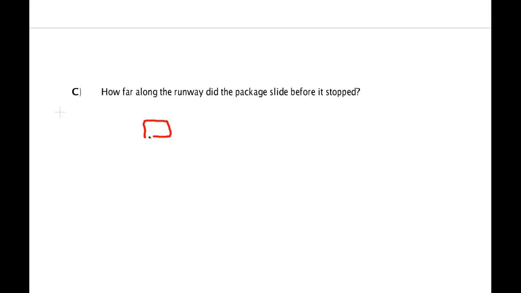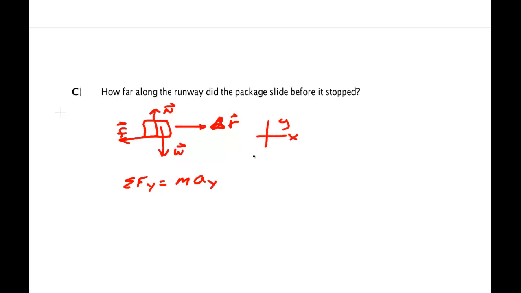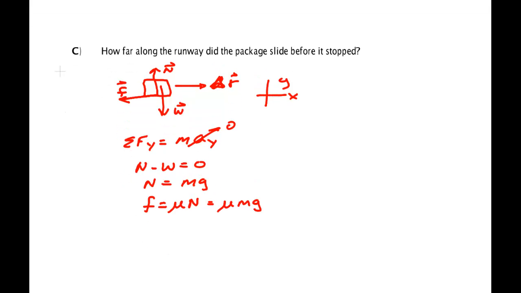We have a block here, and we have friction going this way, and we have a normal, we have weight, and we have a displacement, delta R. Now the sum of the forces in y is equal to m a_y. There's no acceleration in y. So the normal minus the weight is 0, or the normal is equal to mg. The friction force is equal to mu times the normal, or mu mg. This is all from the previous discussion about Newton's laws.